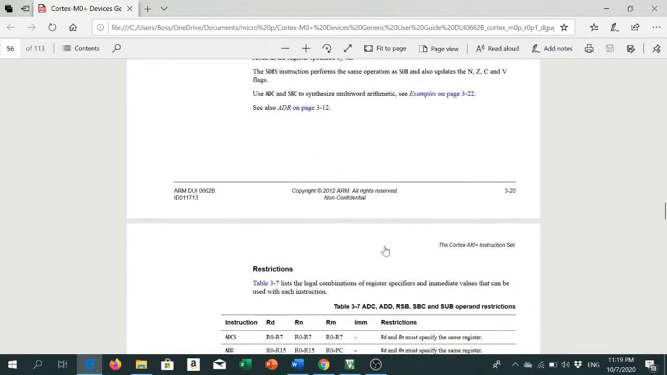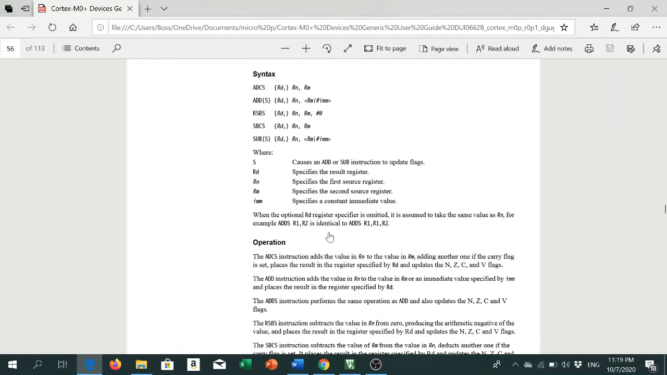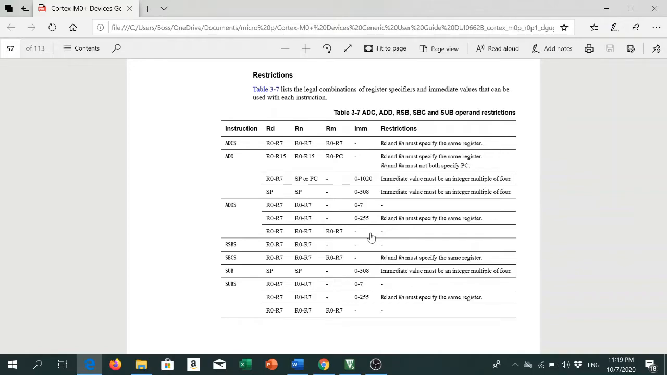So the restriction is shown in this table. As you can see, Rd and Rn must specify the same register. Rd and Rn are the same register. And the immediate value for this addition instruction is 0 until 255, because this microprocessor uses 8 bits.